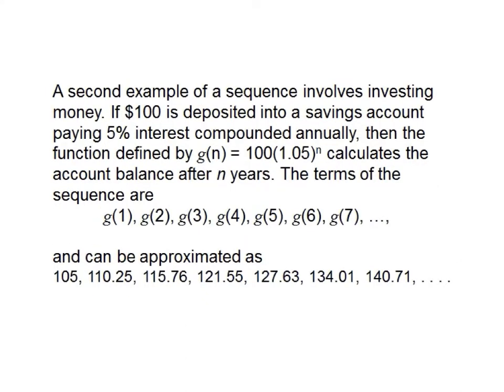Another example of using sequences actually involves investing money, which is something that we looked at in the last chapter. So if we had $100 deposited and we get 5% interest compounded annually, so that's once a year, then we have this function here where we have $100 and we multiply it by 1.05, so here's your 5% and here's your 100% that you started with, to the power of n after n years. So after 1 year we would have 105. After 2 years we'd have 110 and 25 cents. After 3 years, 115 and 76 cents. Again, we continue onward.